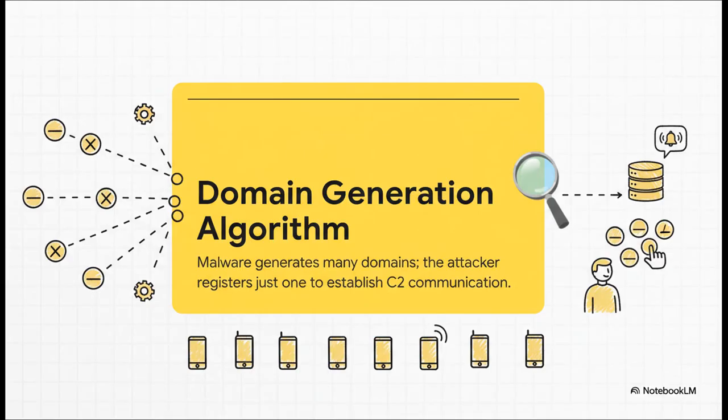Take DGA, for example. It's a classic. The malware is programmed to create thousands of new, random-looking domain names every single day, all based on a specific algorithm. Now, the attacker knows that same algorithm, so all they have to do is register one of those thousands of domains, and boom, the malware phones home. It's just like having thousands of disposable phone numbers and just waiting for the right one to connect.